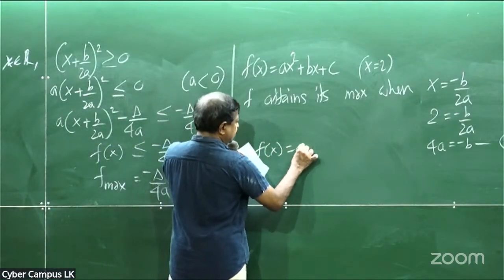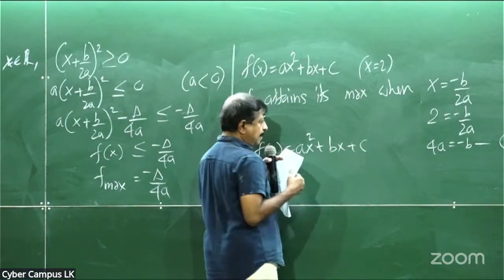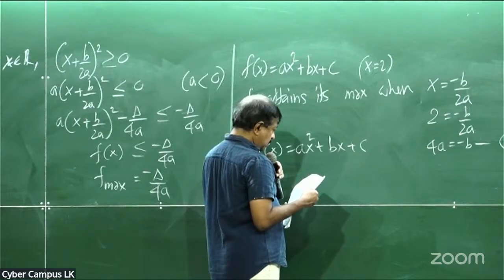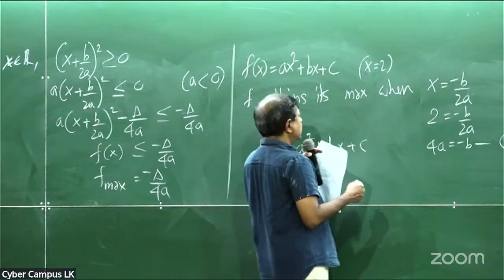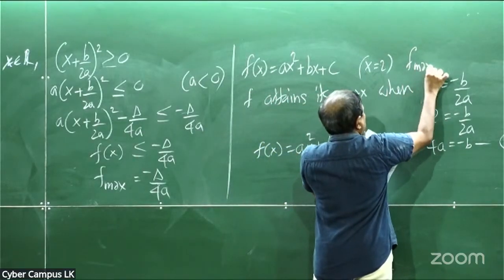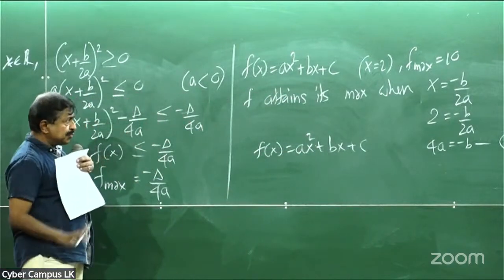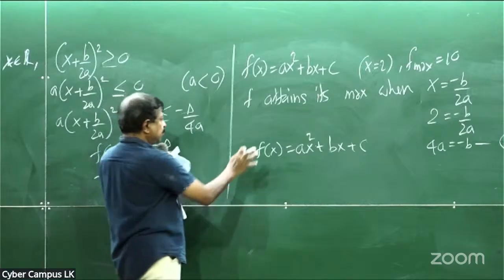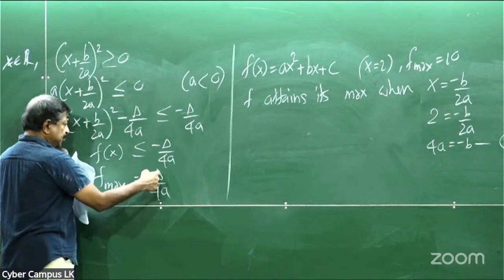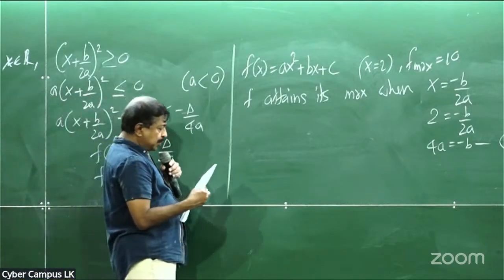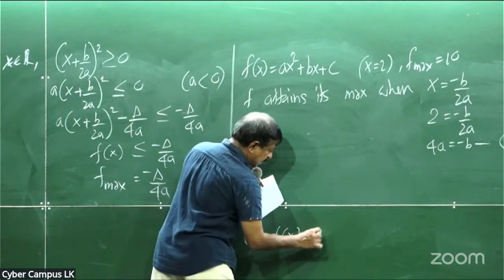Now f(x) is ax squared plus bx plus c. The maximum value is given as 10. It occurs at x is equal to 2, but f max is 10. Now, f max can be obtained using this. And finally, we have to show that f(x) is something like this.